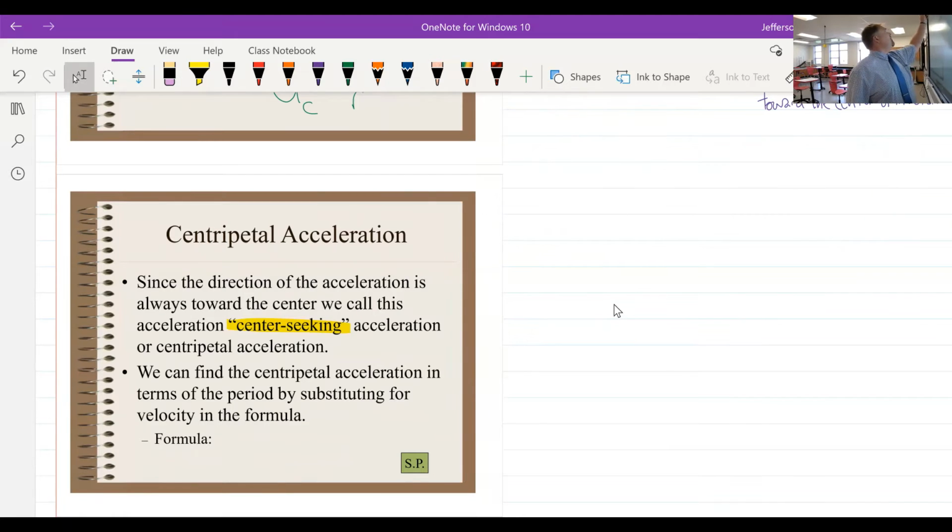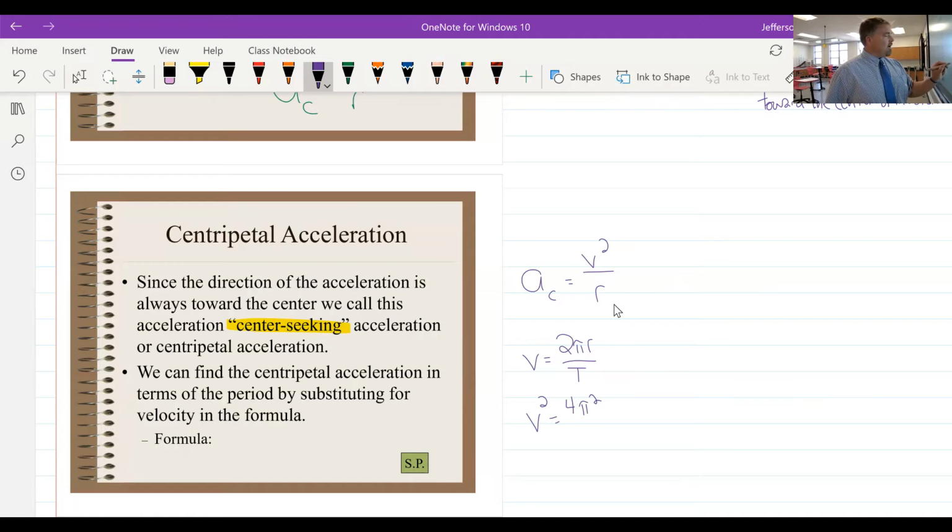Real quick, if you want to know the centripetal acceleration in terms of the period, we can use that same equation, v squared over r. But remember that the v from before is 2 pi r over the period. Therefore, v squared would be 4 pi squared r squared over the period squared. And so if I substitute in this v squared, I would get 4 pi squared r over the period squared.